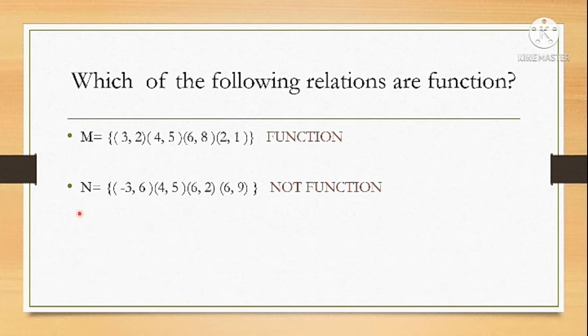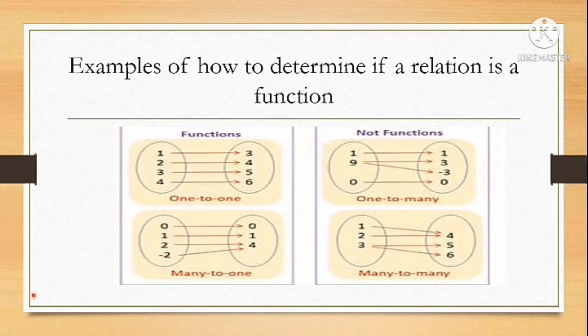Next, a relation N has a set of ordered pairs (-3, 6), (4, 5), (6, 2), (6, 9). This relation is not a function because we have a repetition of x values. Examples of how to determine if a relation is a function: a relation is a function if it is one-to-one or many-to-one, and it is not a function if it is one-to-many or many-to-many.